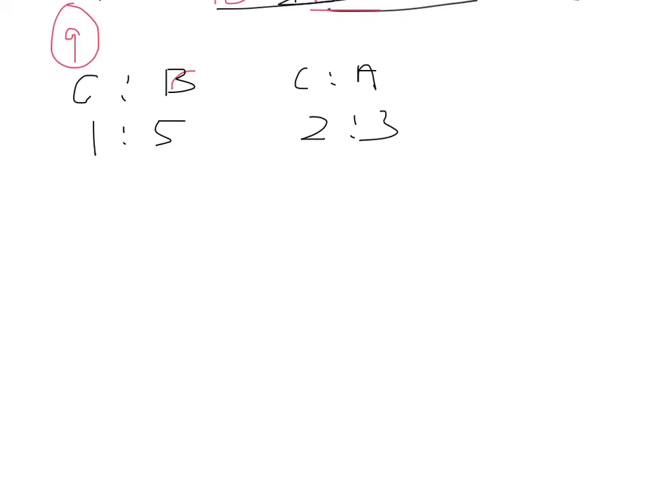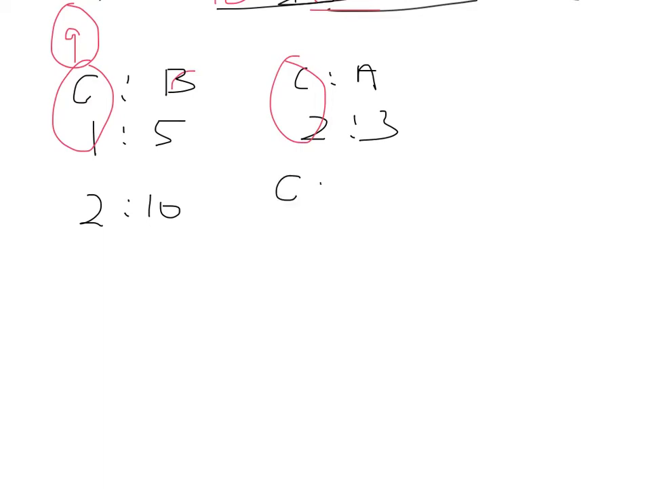Question 9. Amina baked 1/5 as many chocolate cookies as butter cookies. So we have chocolate cookies to butter cookies, 1:5. She also baked 2/3 as many chocolate cookies as almond cookies. So chocolate cookies to almond cookies, 2:3. Okay, we notice that chocolate must be the same, so this is actually 2:10.